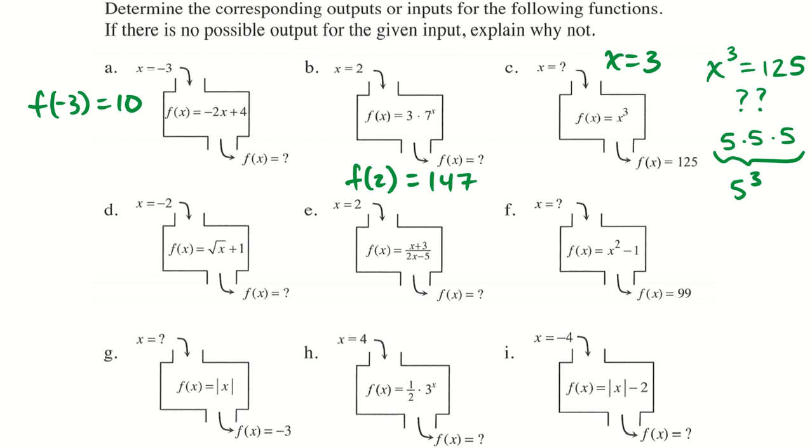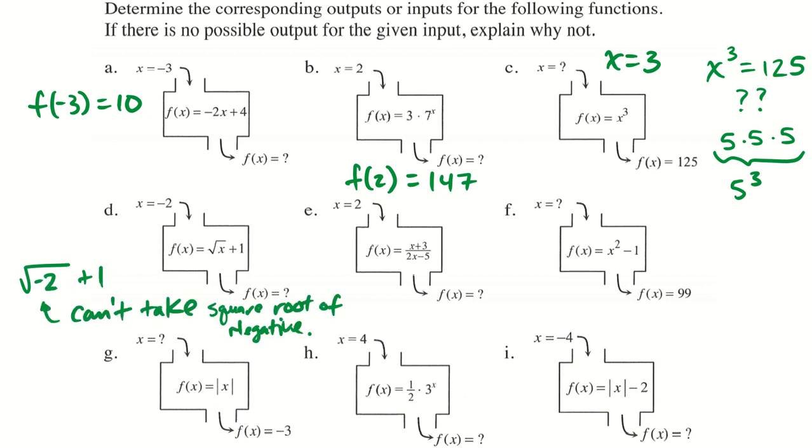D is a little tricky. It turns out that if you take the square root of negative 1, that's not a real number. So the square root of negative 2, you can't take the square root of a negative and still be in the real number system. So that doesn't have a definition under the reals, so we would say not possible. This one's nice. If I put a 2 in there, the numerator is going to become 5, and the denominator is going to become 4 minus 5, which would be negative 1. So I got 5 over negative 1, so I could say f of 2 gives me negative 5.